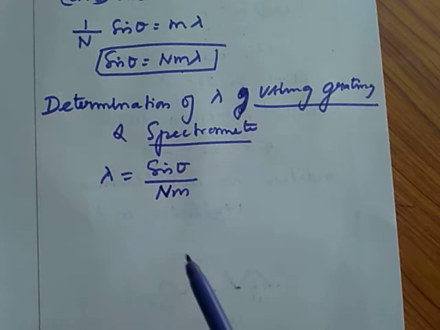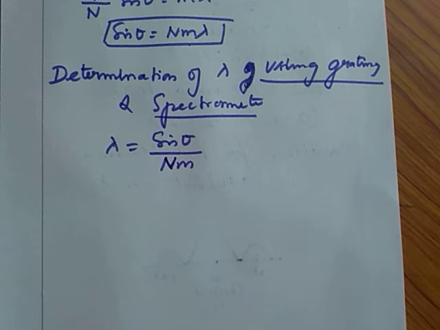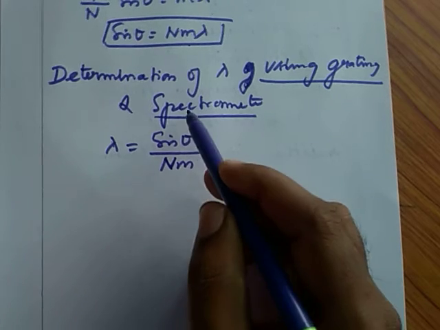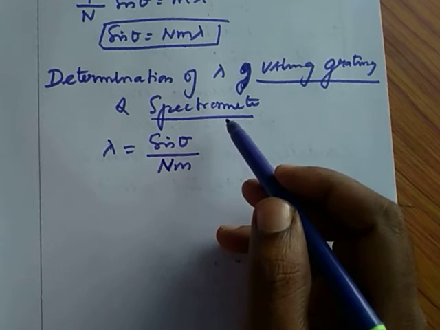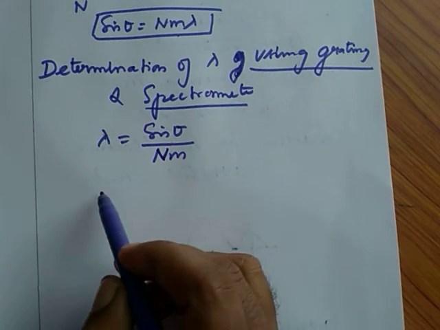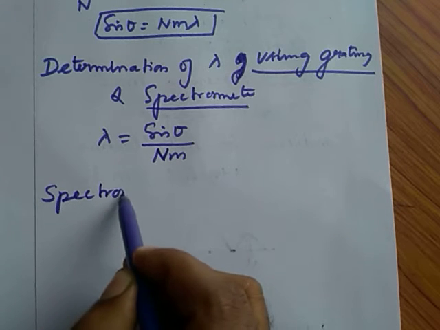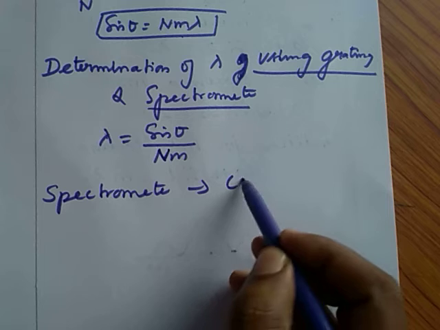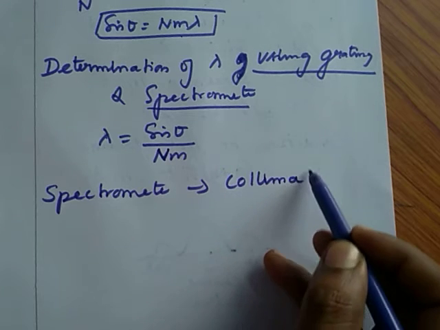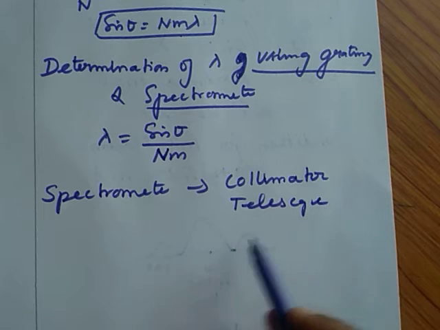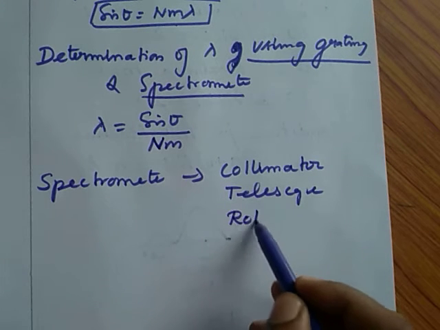Let us see how to find the wavelength of the light with the help of the diffracted angle and the order of diffraction using the spectrometer. In the spectrometer the 3 important things are the collimator, the telescope, then the rotating table.